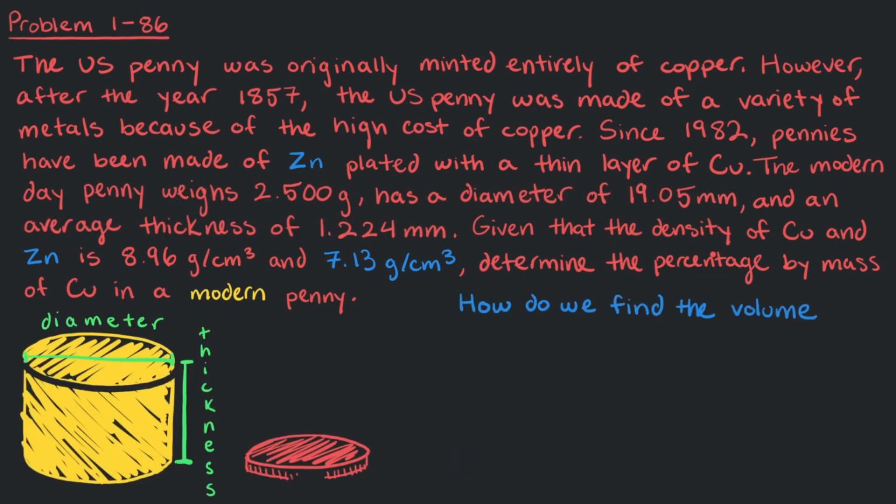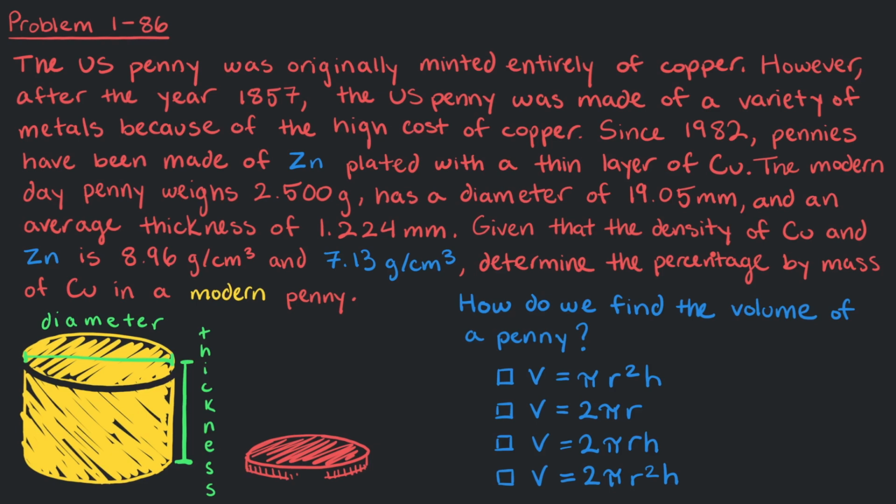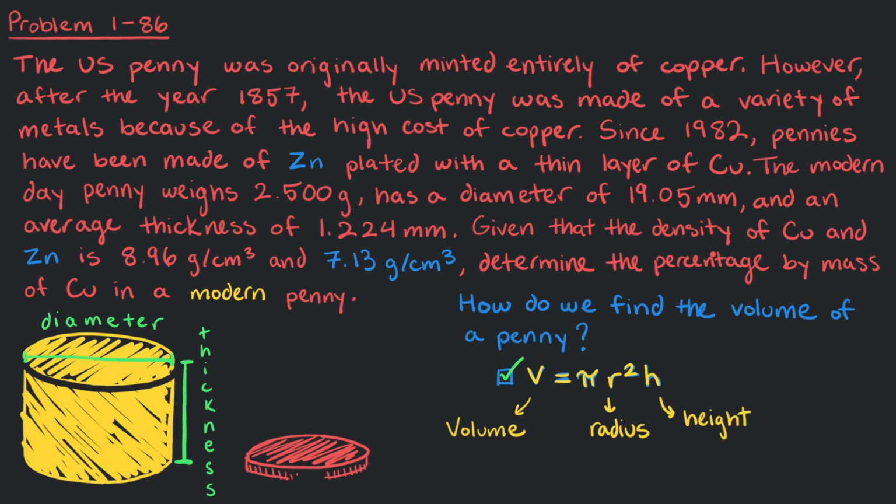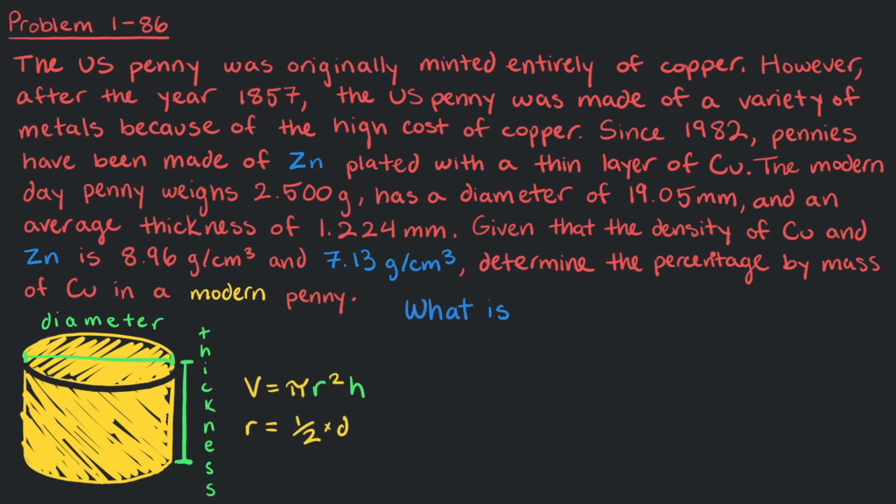How do we find the volume of a penny? Yes, the volume of a penny follows the formula for a cylinder, which is volume equals pi times radius squared times height. In this case, it is important to remember that half of the diameter is the radius, so the volume can be found by substituting r and h. What is the volume of our penny in cubic centimeters?